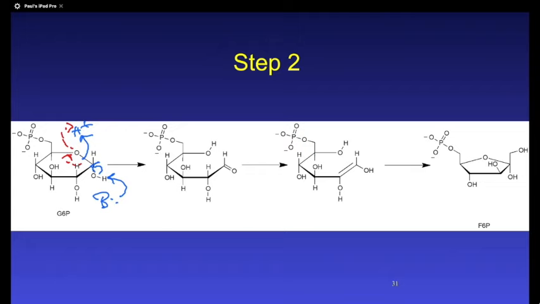Okay. Isomerases are always deprotonate, reprotonate. Do you see that first step? I took off a proton, and what did I do? Put one on. This is going to be the same thing. I got to take off a proton, and I've got to put one on. You can see right here, this oxygen has no proton, right? Here it does.